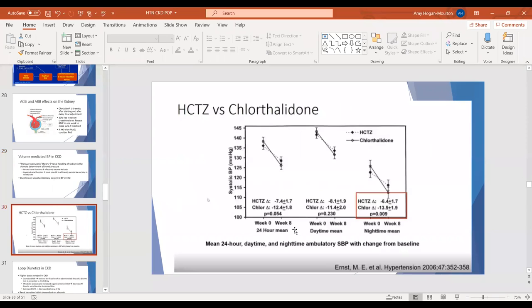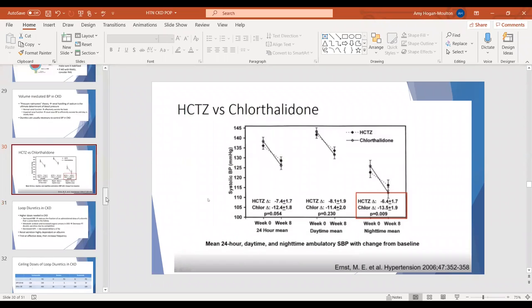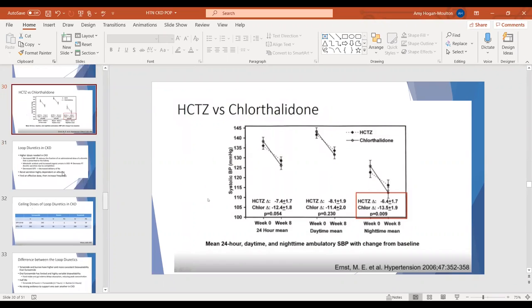All right, the reason I put chlorthalidone up there is that it's able to work longer, 24 hours. So there is some data about using it because you might get a more nocturnal effect. And getting back to that non-dipping of the kidney patient, it might actually get you more efficacy if they were on chlorthalidone to help with overnight blood pressure control.